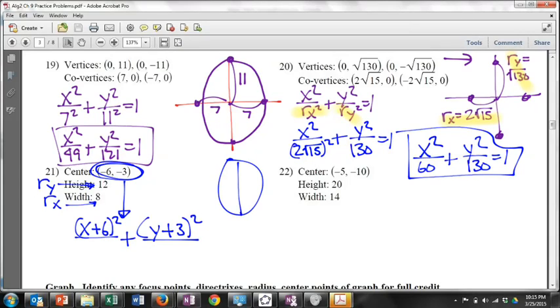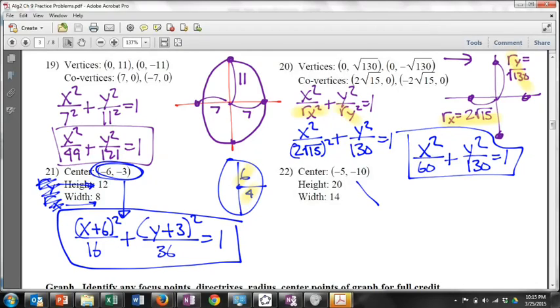So let me redo that a little bit. The total height is 12, so half of that is 6. The total width is 8, so half of that is 4. So this is my Rx and my Ry, and I need to square those. So 4 squared is 16, 6 squared is 36, is equal to 1. That's my ellipse.